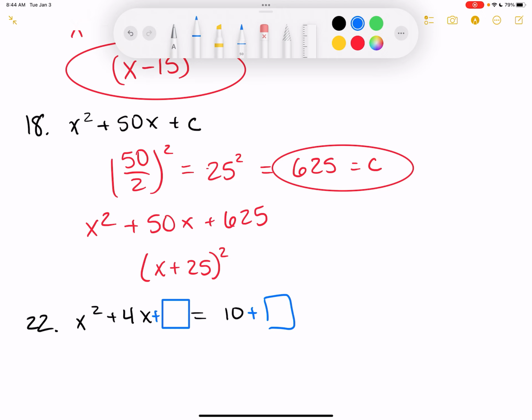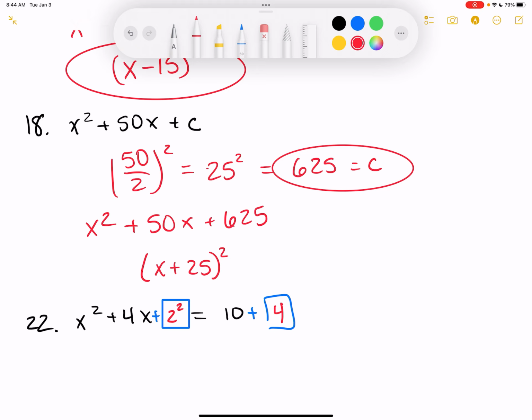So ignore the right side for right now. How would I find my box term? Split 4 in half and square. Okay, so half of 4 is 2, so that would be 2 squared. So again, on the left side, I will often write it like that, just to help me see it. On the right side, I will go ahead and square that number. You don't have to. You're more than welcome to write it the same way. I just like to do that, and I think it makes it a little bit easier. So I will go ahead and write that as 4.